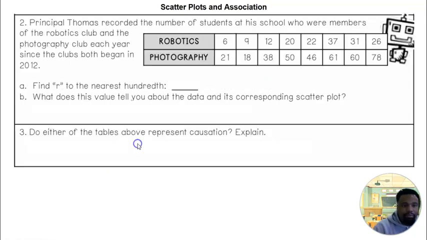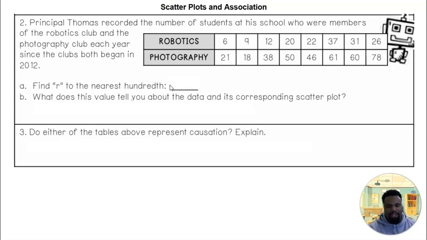All right. Let's take a look at this one here. We're looking at the number of students that were members of the robotics club and the photography club. Again, we want to find our correlation coefficient. In Desmos, we do our plus, and we do our table. We type this into our table. The robotics will be our X. The photography will be our Y. We type in our ordered pairs.